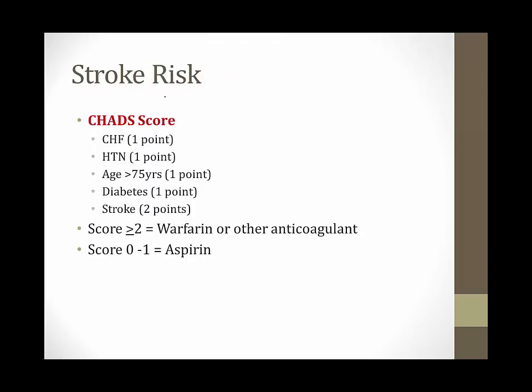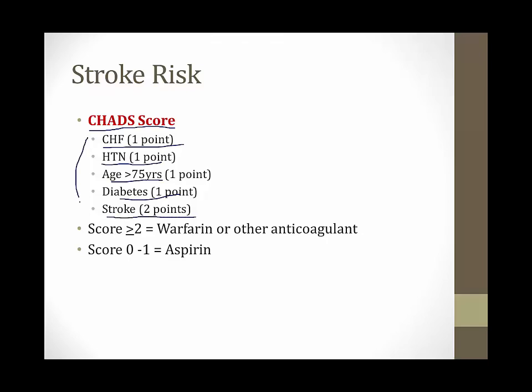There are a couple of methods that are used to estimate the risk of stroke among patients with atrial fibrillation. One of them is called the CHAD score. This is a scoring system that gives patients points based on their age and past medical history. So if they have a history of congestive heart failure, they get a point. A history of hypertension is a point. Age over 75 is a point. Diabetes is 1 point. And a history of stroke is 2 points.